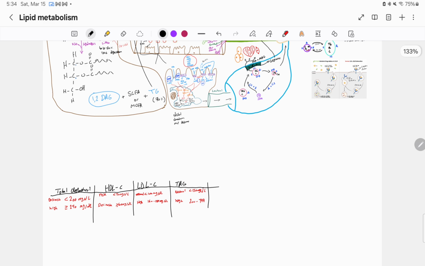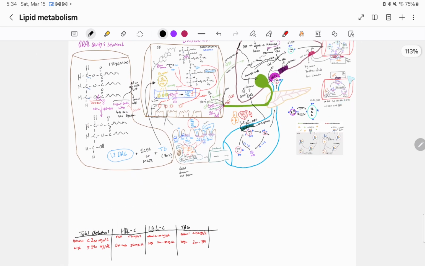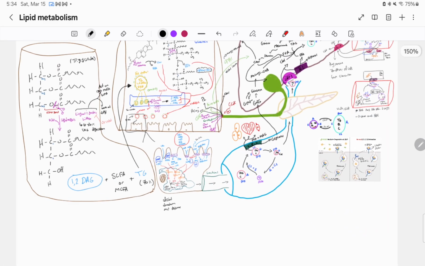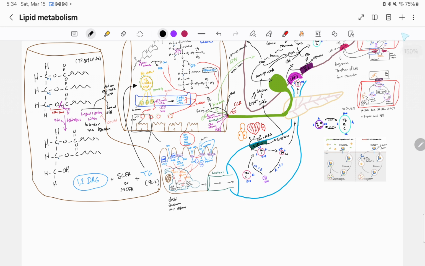Alrighty, so now let's go ahead and talk about the actual complex version of the HDL cycle, okay? Because that one is the one that is super complex, and for students who are not that advanced, I don't want to go into too much detail.